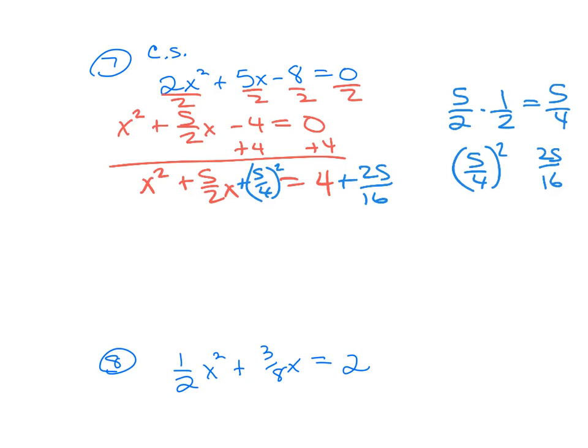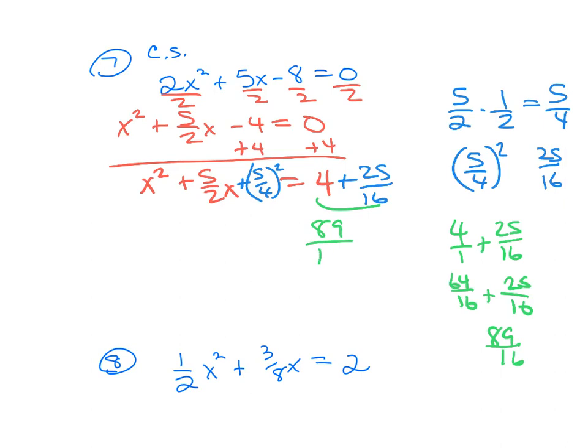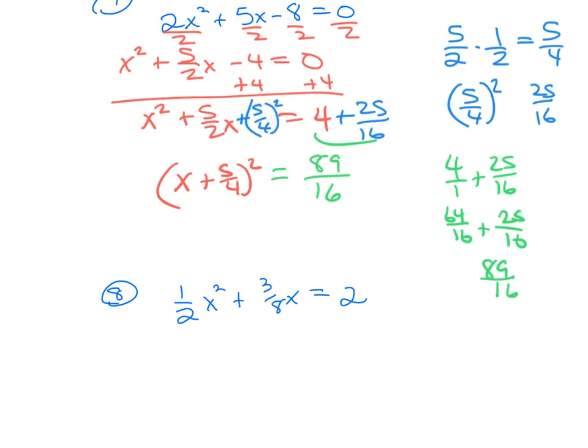I need to add these guys. So 4 over 1 and 25 over 16. 16 is my common denominator, so here it would become 64. So when I add these, I get 89 over 16. And then I factor the left, x plus 5 over 4 squared. And then now I'll square root it.